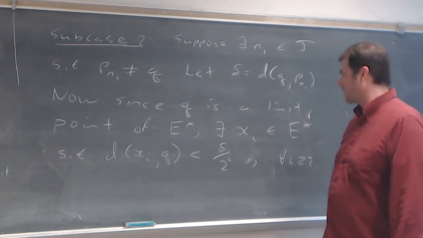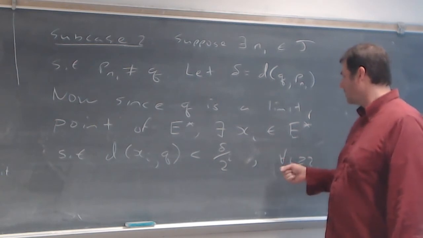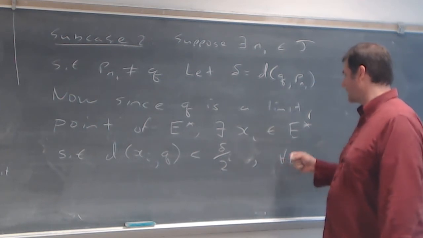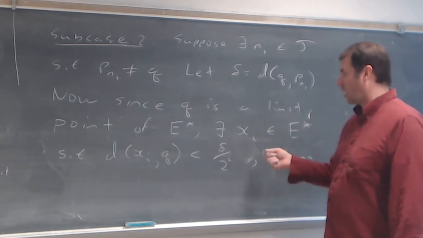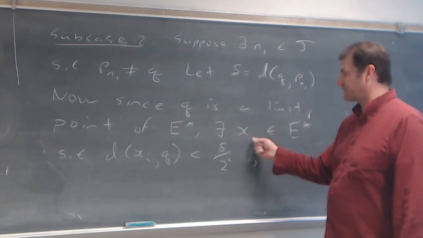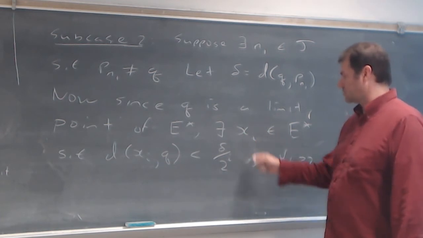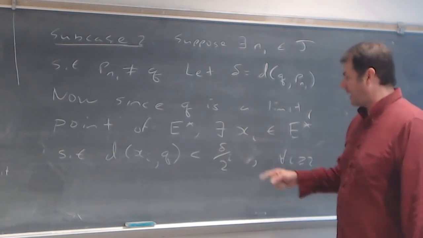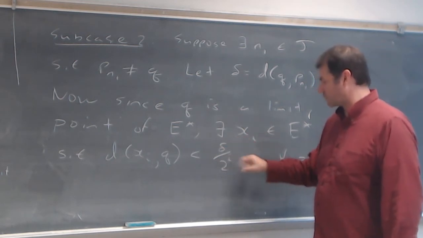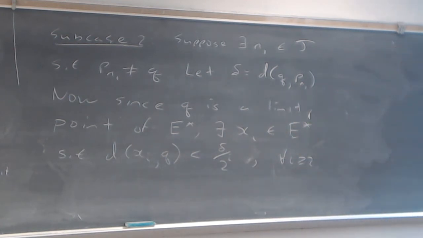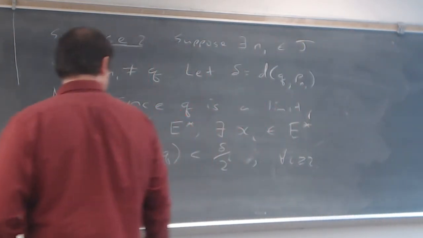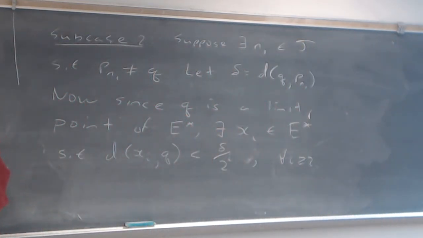What that means is that every neighborhood of Q intersects E star at some point. So I'm giving this point x sub i, and my neighborhoods are being defined by this delta over 2 to the i, I should say. That's the radius of our neighborhood of Q. Okay, so these guys are non-empty, and that's how we get the x sub i's.